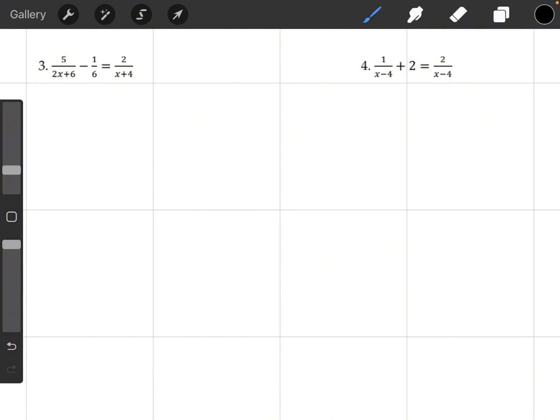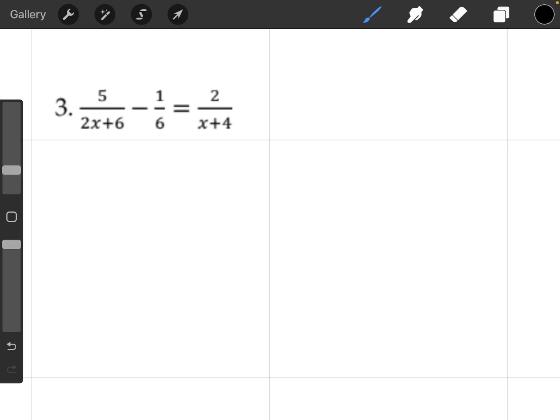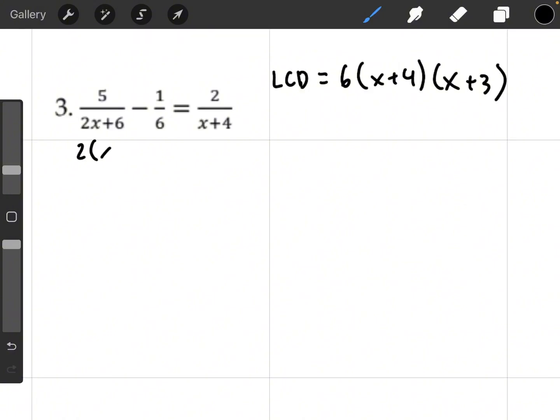Here's a couple more examples. So for this third example, our least common denominator is going to equal 6 times x plus 4 times x plus 3. We get this x plus 3 from factoring out here x plus 3. Now our excluded values are going to be x equal to negative 4 and x is equal to negative 3.